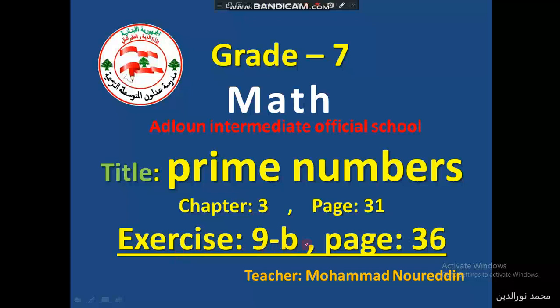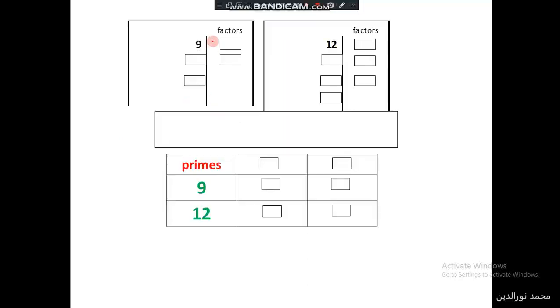Exercise 9, Part B on page 36. Use the decomposition in prime factors to determine the GCD and LCM. So we have in each part a pair of numbers. We have first to decompose them into prime factors, and then we have to find their GCD and LCM. So let's start. First, we have to find the factors of 9.